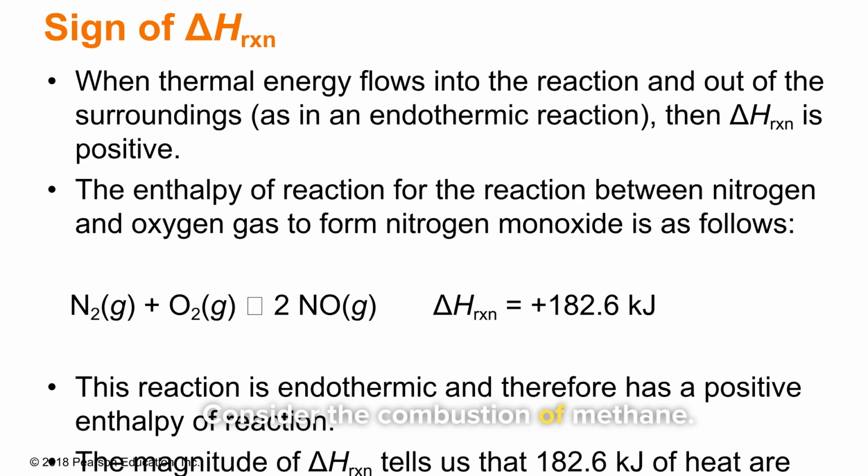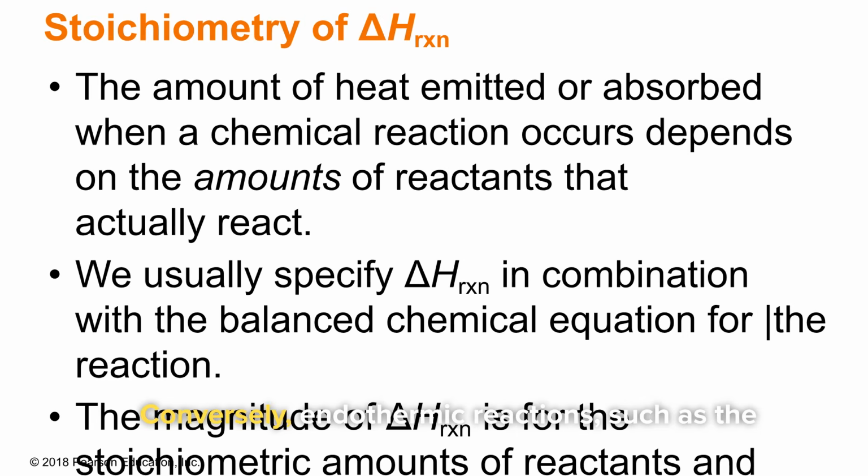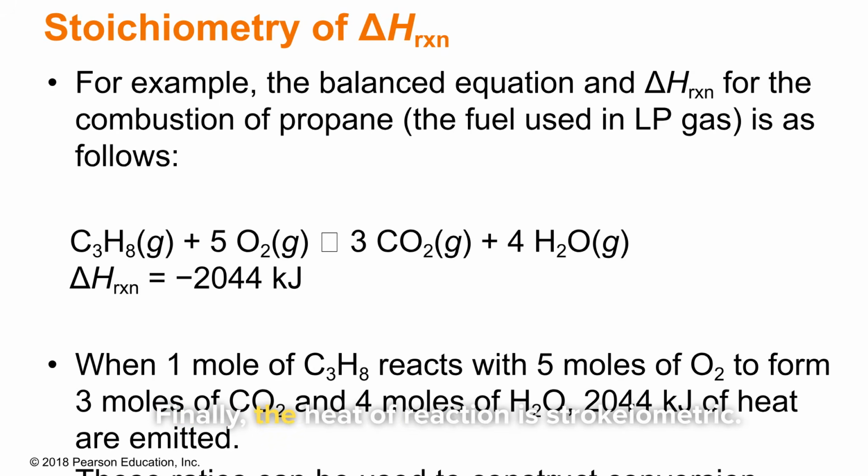Consider the combustion of methane. Because it is exothermic, its enthalpy of reaction is negative, signifying that heat is emitted into the surroundings as methane burns. Conversely, endothermic reactions, such as the formation of nitrogen monoxide, have a positive enthalpy value, indicating that heat is absorbed from the environment to drive the reaction. Finally, the heat of reaction is stoichiometric. The value of delta H corresponds specifically to the moles written in the balanced equation, allowing us to use energy as a conversion factor.